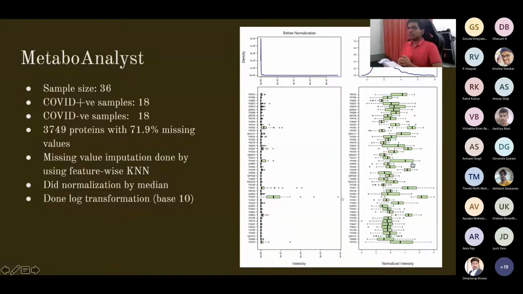So the data given to me had 36 samples, out of which 18 were COVID positive samples and 18 were COVID negative samples. 3,749 proteins were identified, with 72% missing values. Missing value imputation was done using feature-wise KNN, and normalization was done using the median, and log transformation was also done. The figure here shows how the data was before normalization and how it was after normalization. As we can see, the data is distributed without bias after normalization.